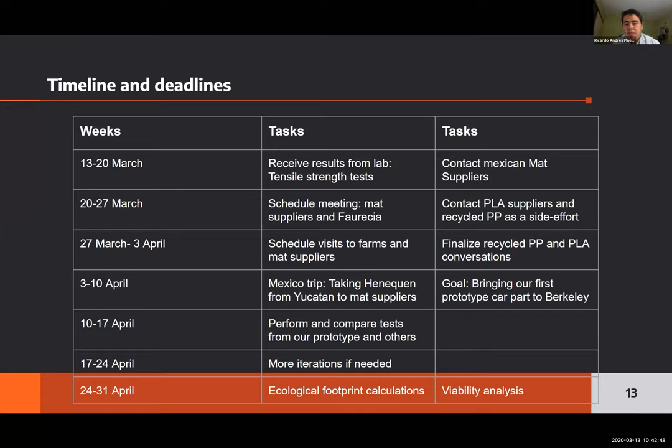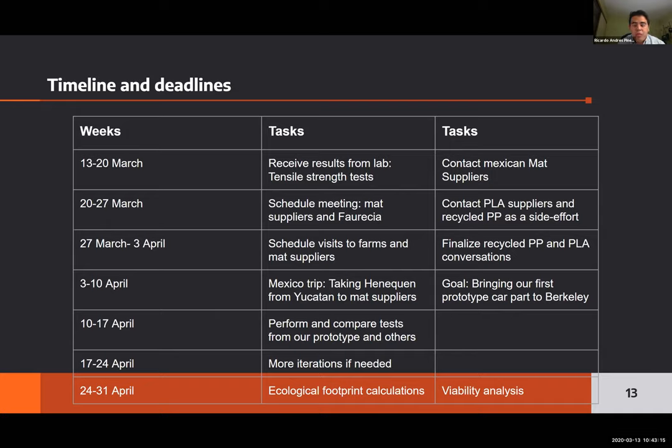We're also researching other PLA or PP suppliers to see if we can source from Mexico instead of Japan. The biggest thing in the timeline is that we are planning a Mexico trip in the first week of April. Our biggest goal is to make our first prototype car part, bring it to Berkeley, and make it 50% henequen and 50% plastic.